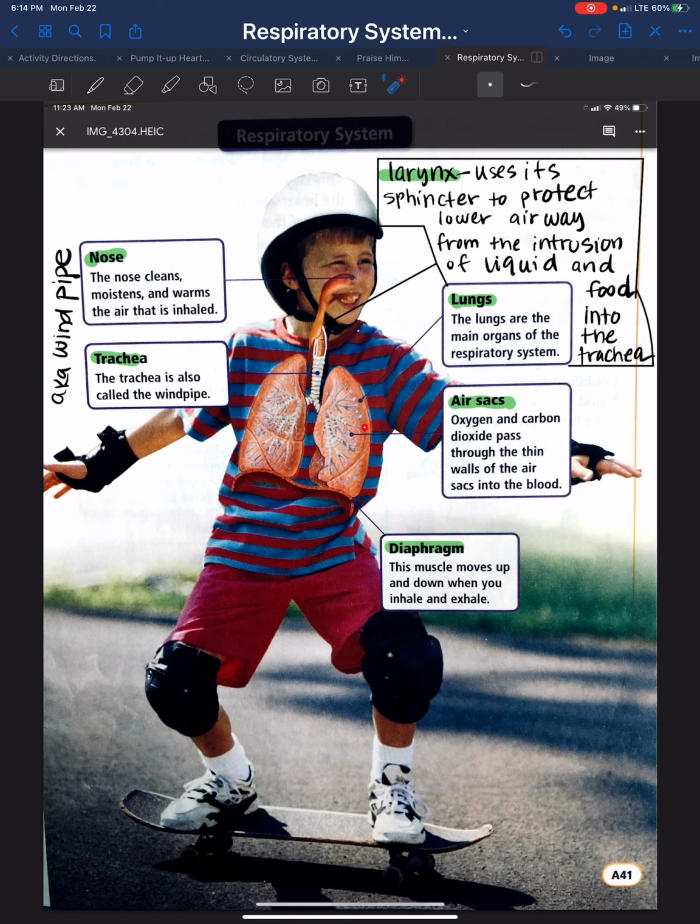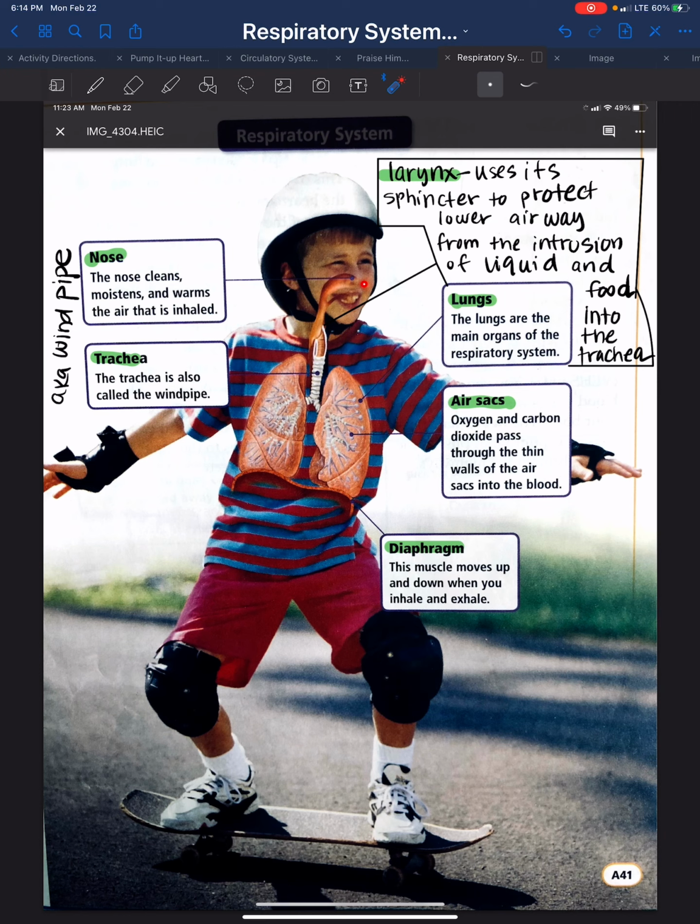Those little purple things on the end, you see them all going all the way around. Oxygen and carbon dioxide pass through the thin walls of the sacs into the blood. And then down here, this dome-shaped area, this muscle moves up and down when you inhale and you exhale. All right, so here's how it works, the parts and the functions.